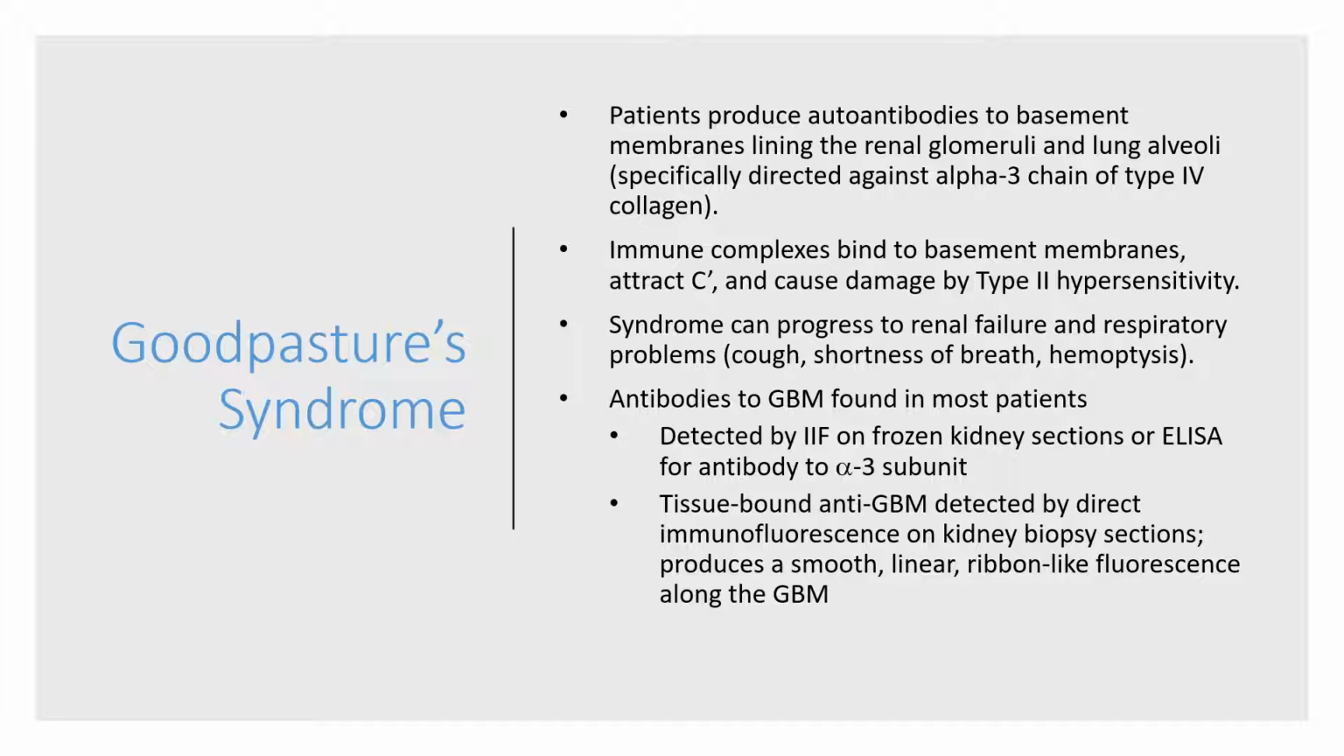Goodpasture syndrome. This is an antibody to the basement membrane and lining of the glomeruli and the lung alveoli. The immune complexes bind to basement membranes, and kudos to anybody who can tell me why it is a type 2 hypersensitivity and not a type 3 or 4. And the antiglomerular membrane antibodies are what's responsible.